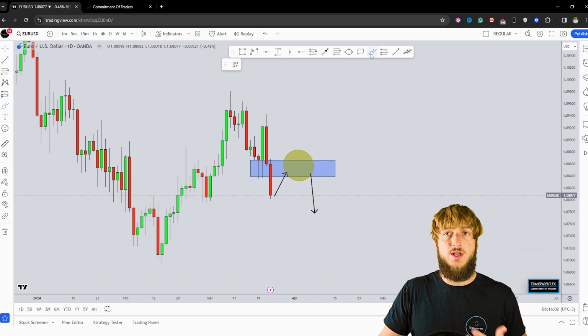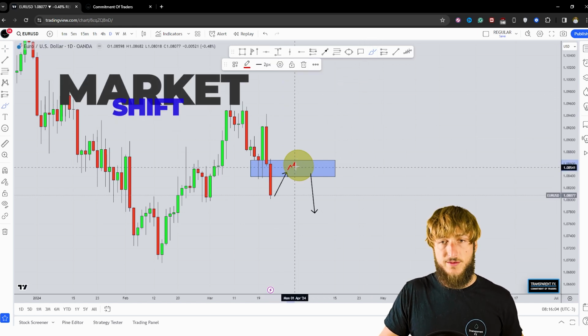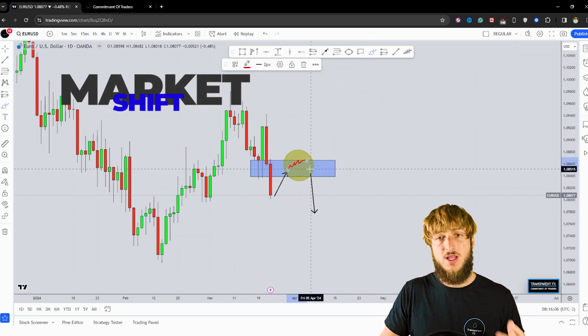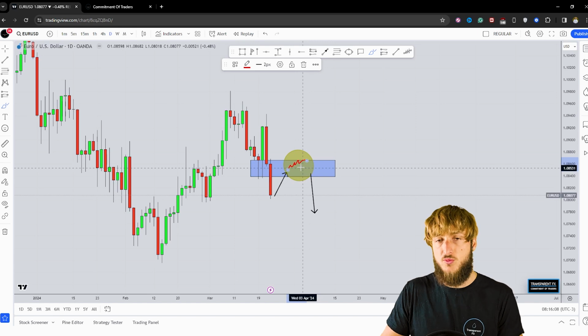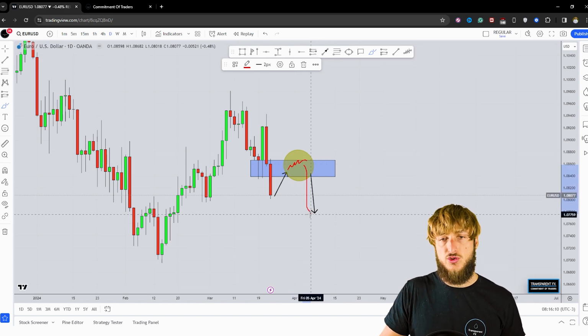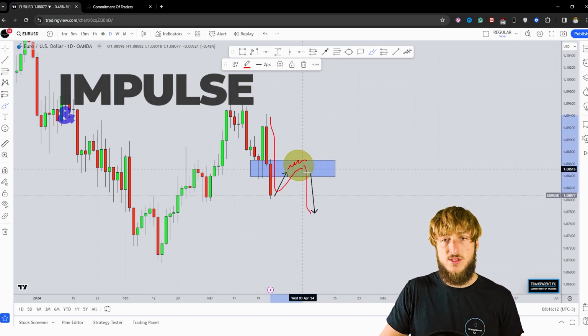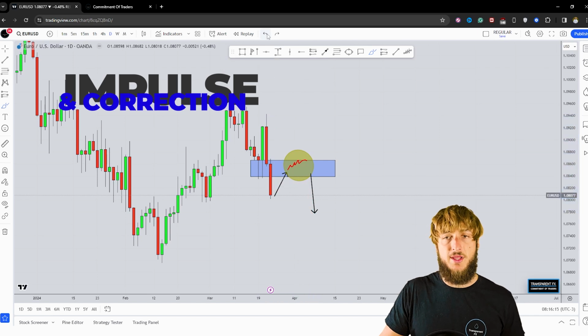Therefore, what I would expect is that if this market would shift from an intraday bullish to a bearish market, at that point, I definitely would not be surprised if we get a potential rejection to the downside, completing this daily impulse correction and impulse pattern to the downside.